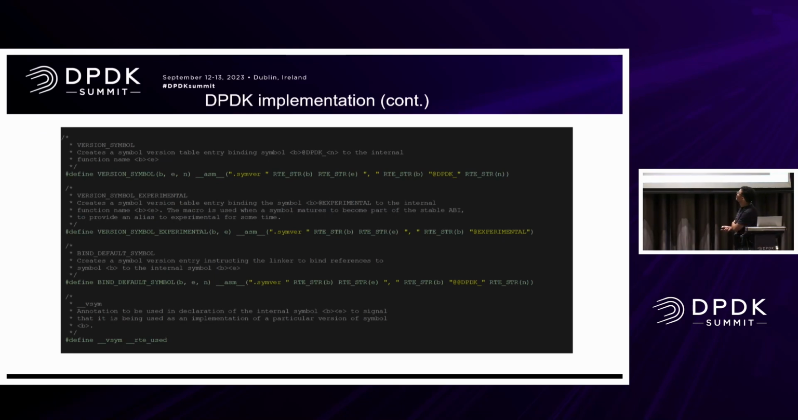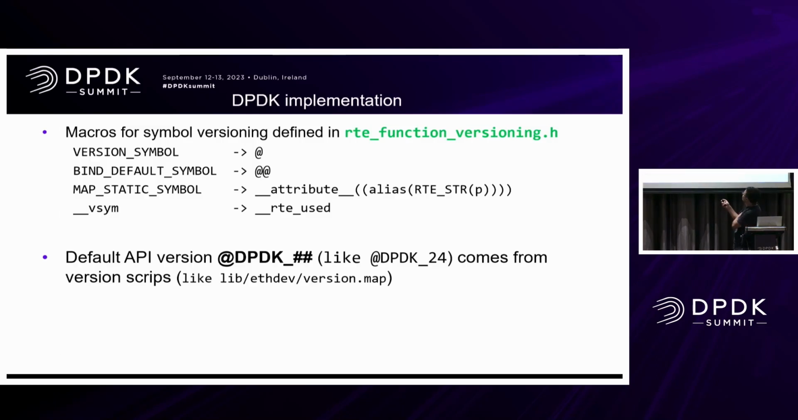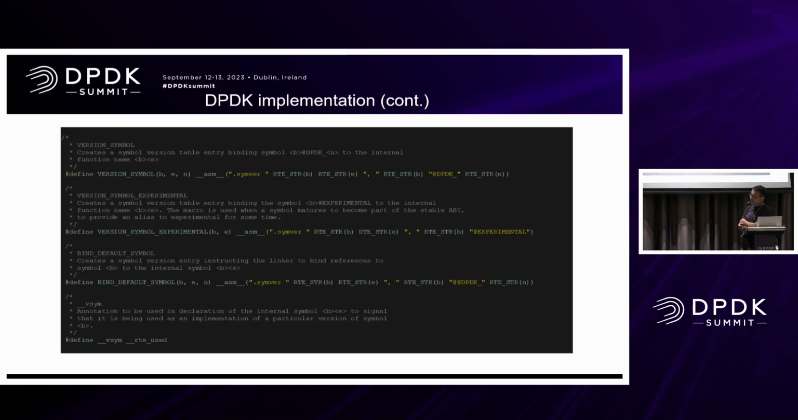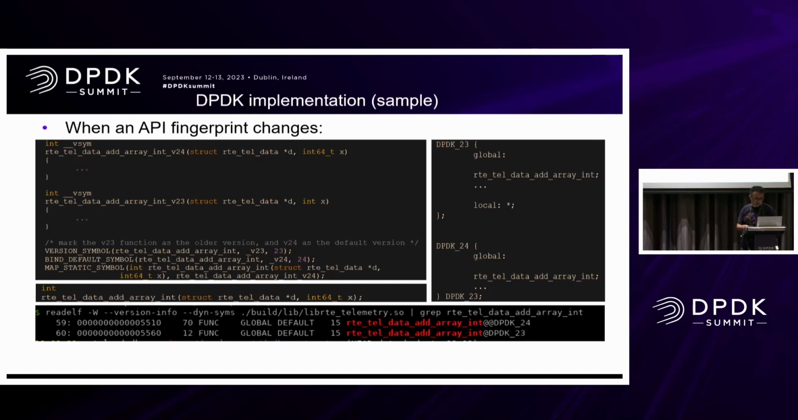Sorry, it's hard to see, but this is copy-pasted directly from the file rte_function_versioning.h, so you can see it from there. The version symbol macro detects our ABI version, DPDK underscore version. Version symbol experimental, let's skip that one. Default symbol, same thing, double @, and the symver with the used attribute. There is a static one too, which I will come back to. This is from Git history, where it was already done at some point.